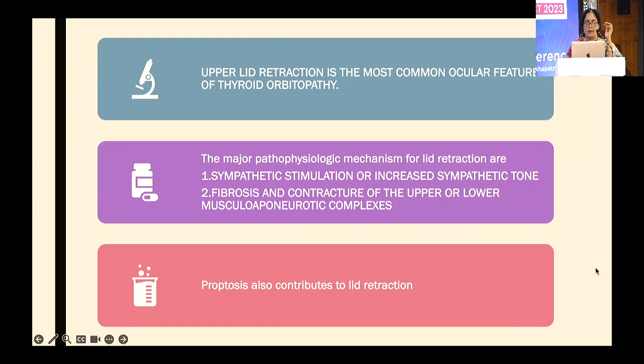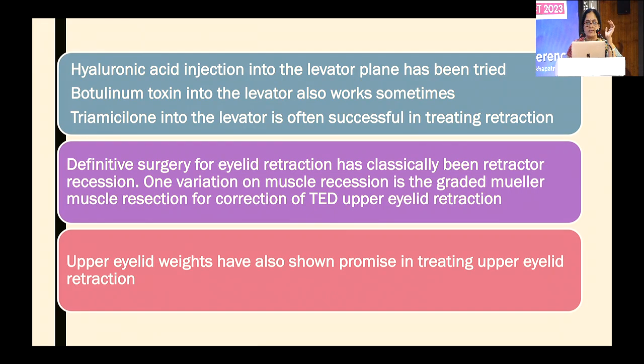As we all know, upper lid retraction is the most common ocular feature of thyroid orbitopathy. The proposed mechanism is increased sympathetic stimulation or tone of the Muller's muscle, in both the upper and lower lid, because you have scleral show upper and lower. As the disease progresses and becomes old, fibrosis sets in those muscles, which gives a permanent lid retraction. The proptosis also contributes, because the eyeball is pushed out and the eyelids are pushed back, which also causes lid retraction.